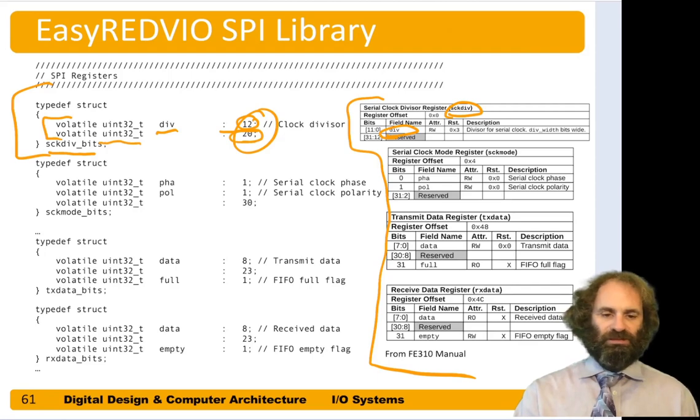Similarly, we could declare the bits for the SPI clock mode register. The bottom bit is the phase, the next bit is the polarity, and the upper 30 bits are unused. For the transmit data register, the bottom 8 bits are the data, the next 23 bits are unused, and the top bit is the full flag. And the same thing with the RX data. So now we've defined different data types for each of these different registers. This is somewhat different than GPIO, where each register just had 32 bits to control 32 different GPIOs.